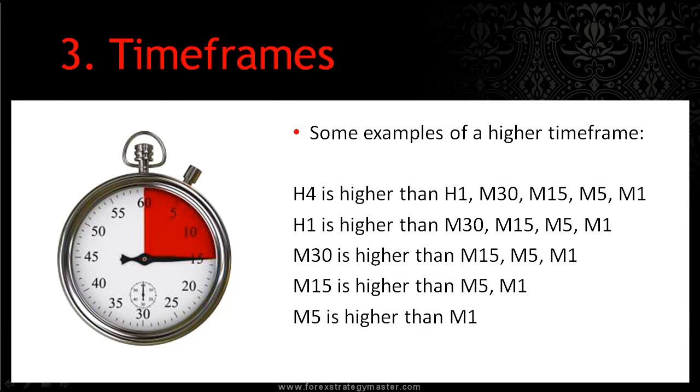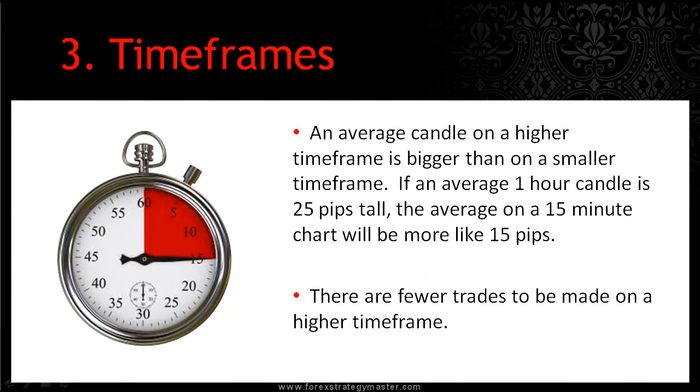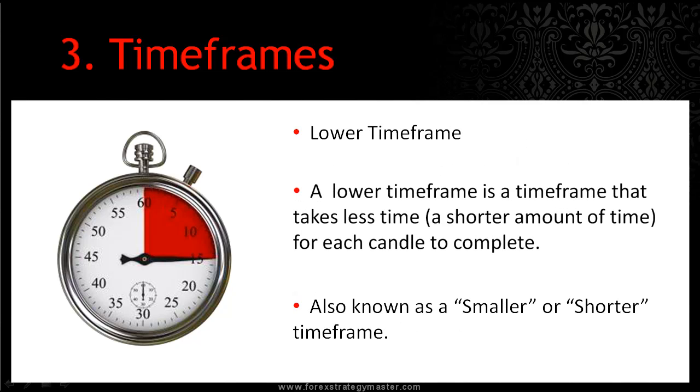The 30-minute is higher than a 15, 5, or 1 minute. The 15-minute is higher than a 5 or 1 minute. And finally, the 5-minute is higher than a 1 minute time frame. An average candle on a higher time frame is bigger than on a smaller time frame. If an average 1 hour candle is 25 pips tall or 25 pips in length, the average on a 15-minute chart will be more like 15 pips. There are fewer trades to be made on a higher time frame because it takes longer to form each candle.